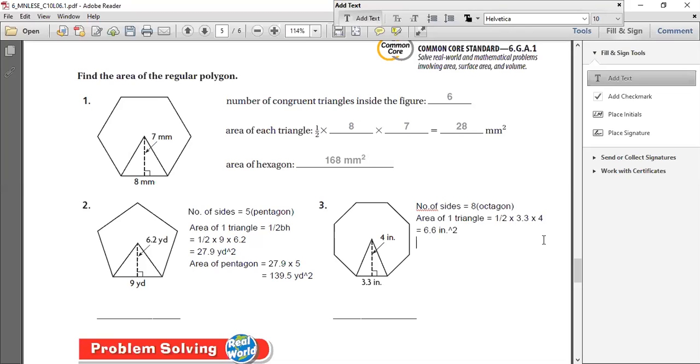Now how do I find the area of the whole figure? Because the whole figure has 8 sides, so we call it an octagon.